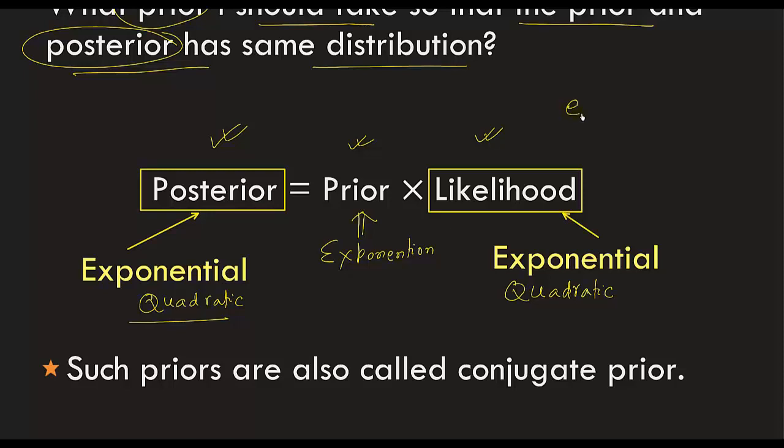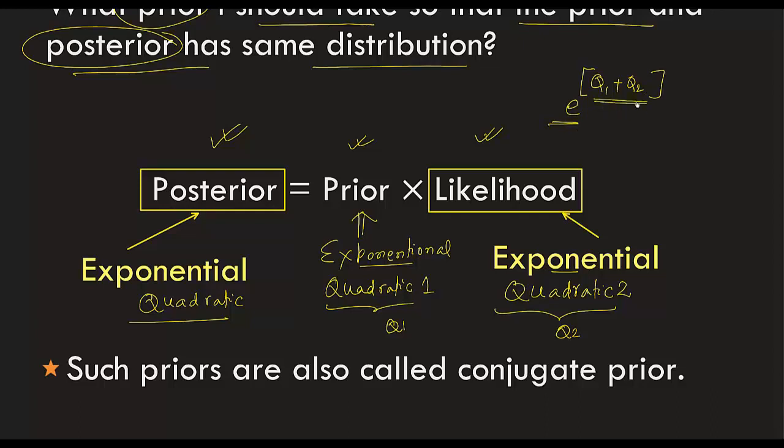The product in the case of exponents will become a sum. So if I take an exponential quadratic here also, then this is exponential, this is exponential. Whatever term I have here is the quadratic term, and whatever term I have here is a quadratic term; let's call this q1 and this q2. So if I multiply, this will give quadratic 1 plus quadratic 2. Finally the posterior distribution will also be exponential and will contain a quadratic term, so this will become an exponential quadratic.